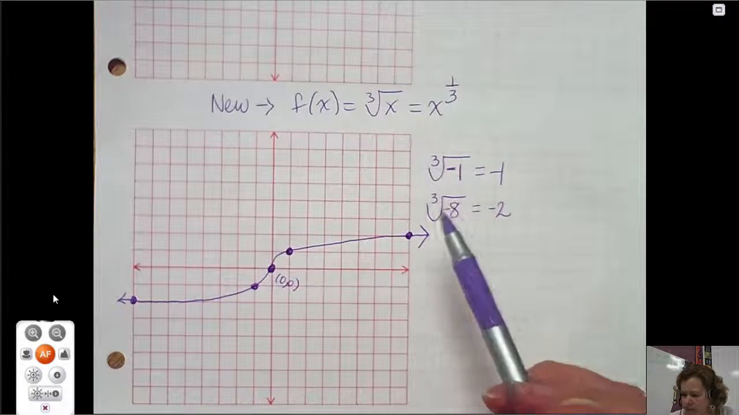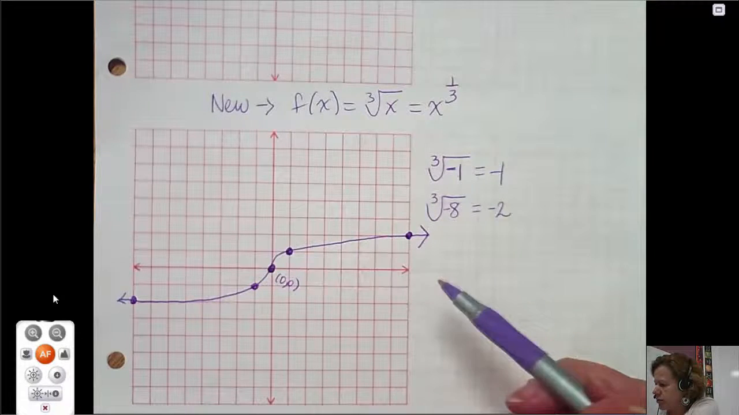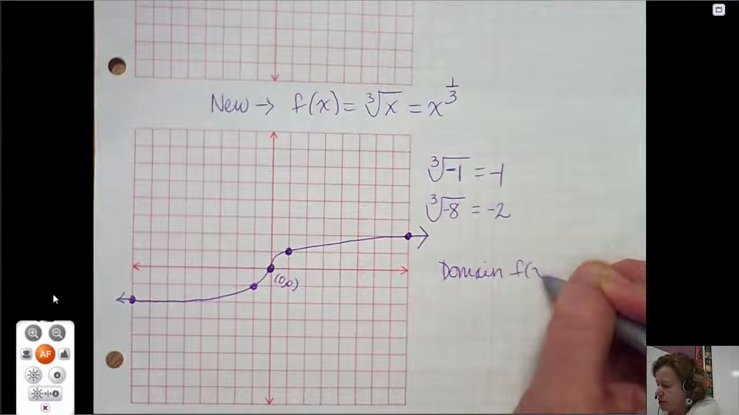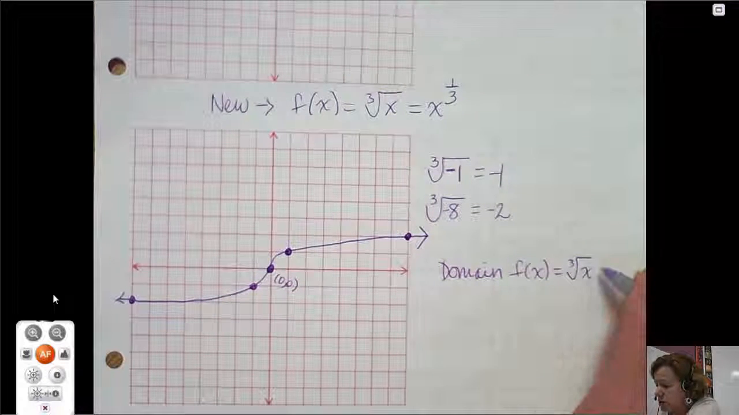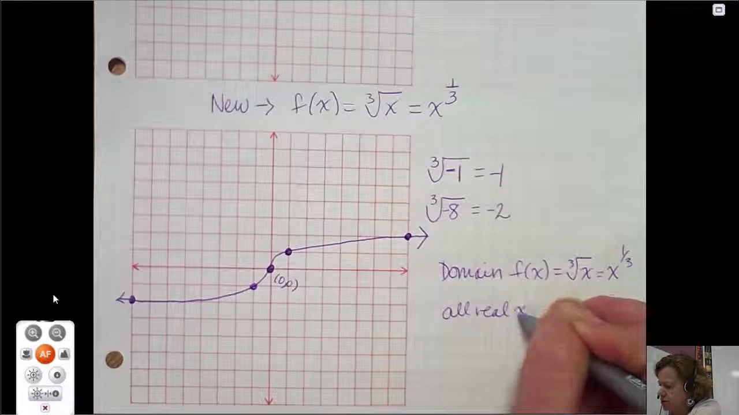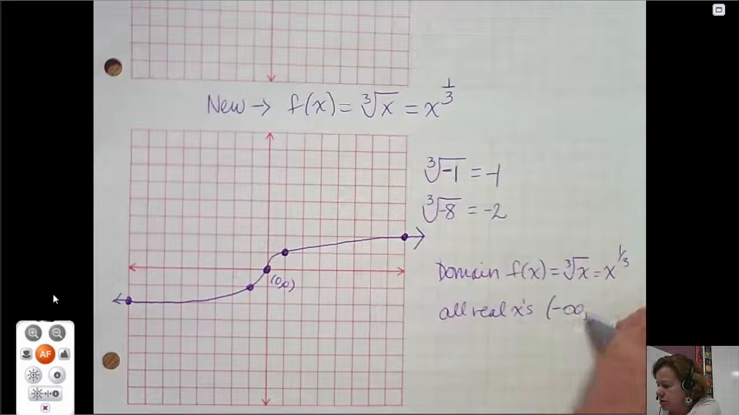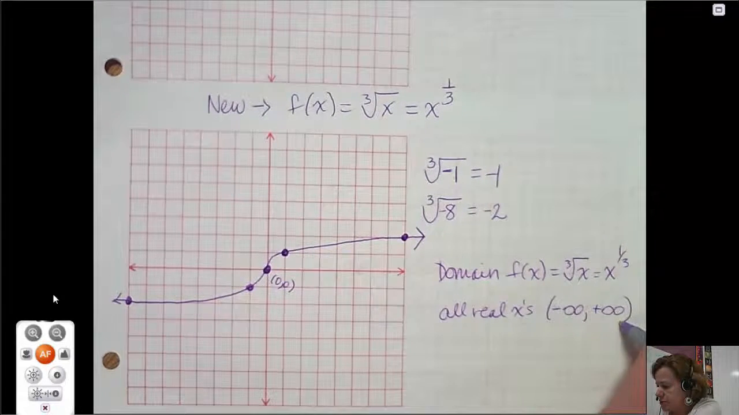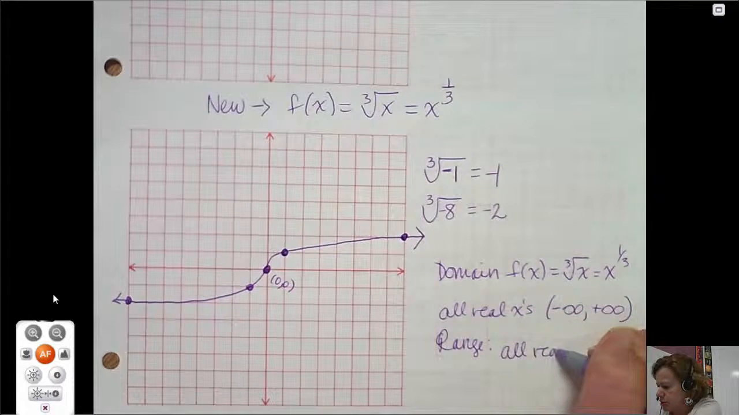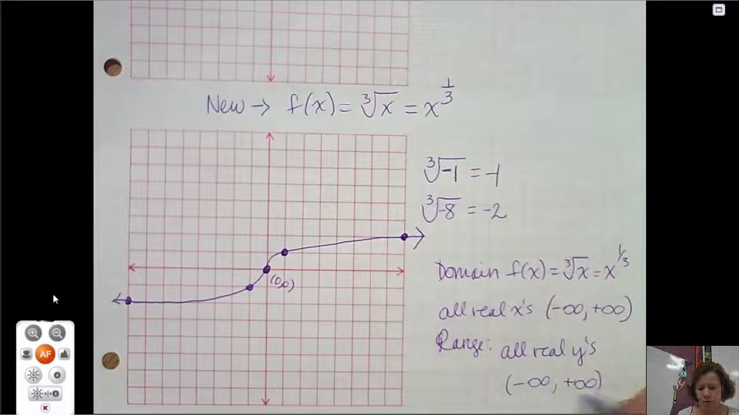Okay, the domain of f of x equals the cubed root of x, or x to the 1/3, is all real x's. This graph goes on forever in both x directions. You could also write that as everything from negative infinity to positive infinity. The range is all real y's. Again, you can write that as everything from negative infinity to positive infinity as well. So keep the domain and range separate for your two parent graphs.